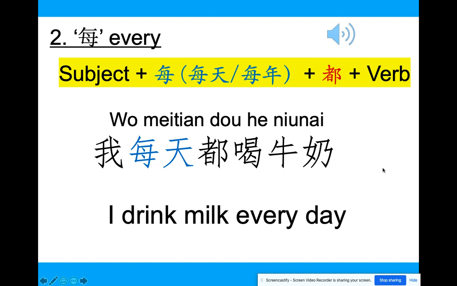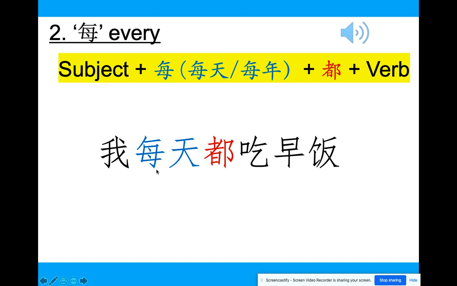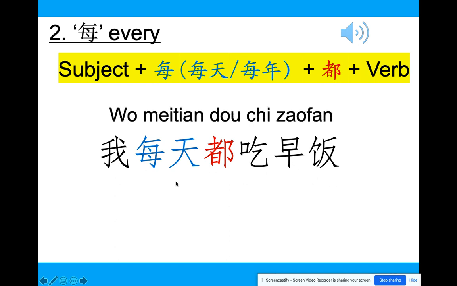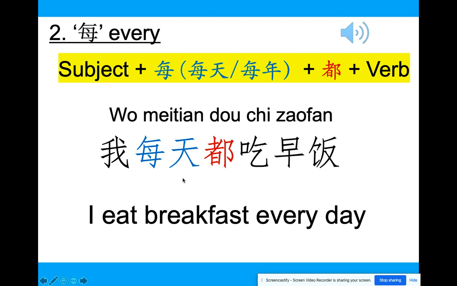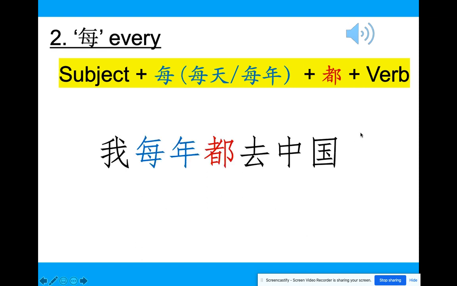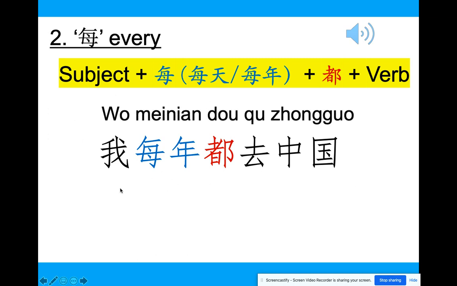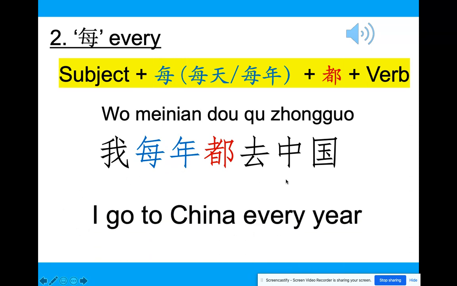我每天都喝牛奶。Another one. 我每天都吃早饭，什么意思？ I have breakfast every day. 我每天, and you say the 都 and then 吃早饭。好，非常好。Another one. 你说, you say it in English and in Chinese. 好, next one is 我每年都去中国。I go to China every year.